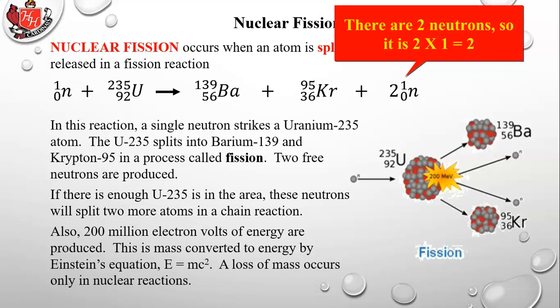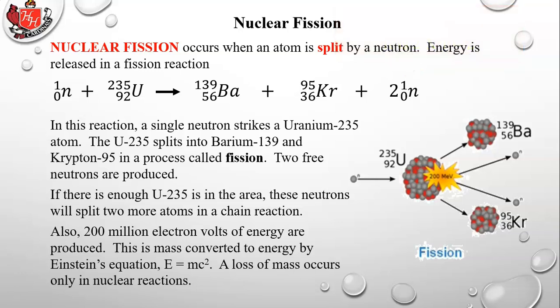On the bottom, you have the atomic number. On the left side of the arrow, it's 0 plus 92 equals 92. And on the right side, you have 56 plus 36 plus 0, which also equals 92. So that's how you balance a nuclear reaction.